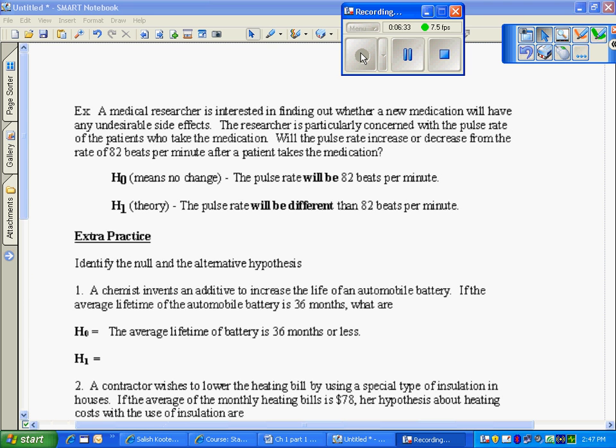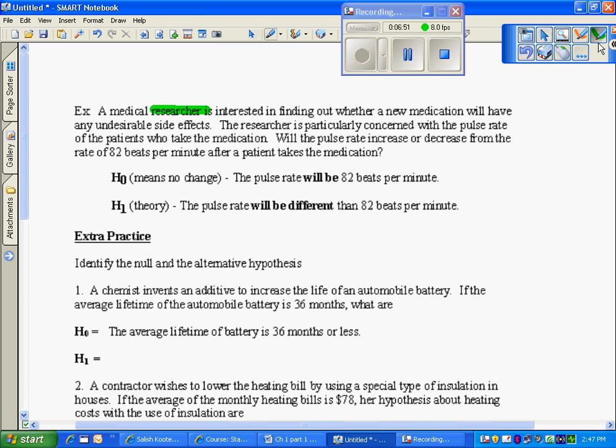So here's an example. A medical researcher is interested in finding out whether a new medicine will have any undesirable side effects. The researcher is particularly concerned with the pulse rate of the patients who take the medication. Will the pulse rate increase or decrease? Notice, the researcher is unclear. It may increase or decrease. They just think it's going to change.